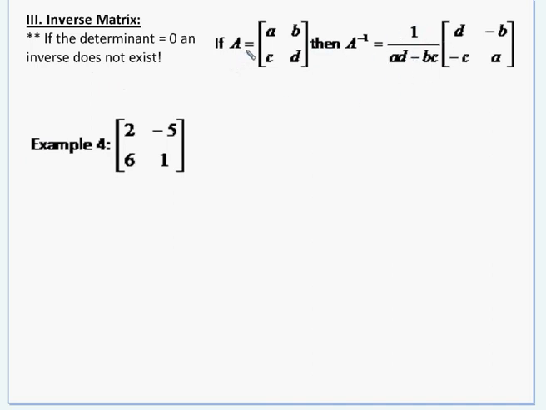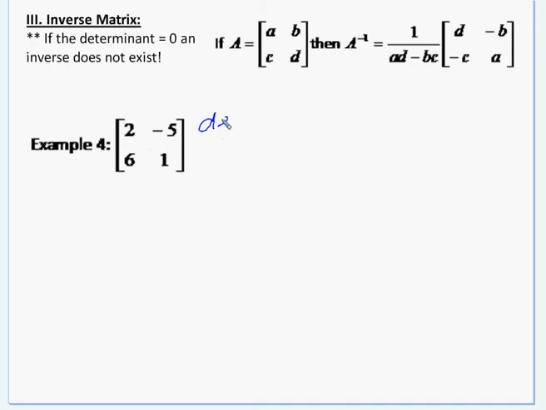So we have our matrix A of A, B, C, D. For the inverse of matrix A, you're going to do 1 over your determinant. Then if you look at this matrix over here, your A and D are flipped, and you change the signs on B and C.